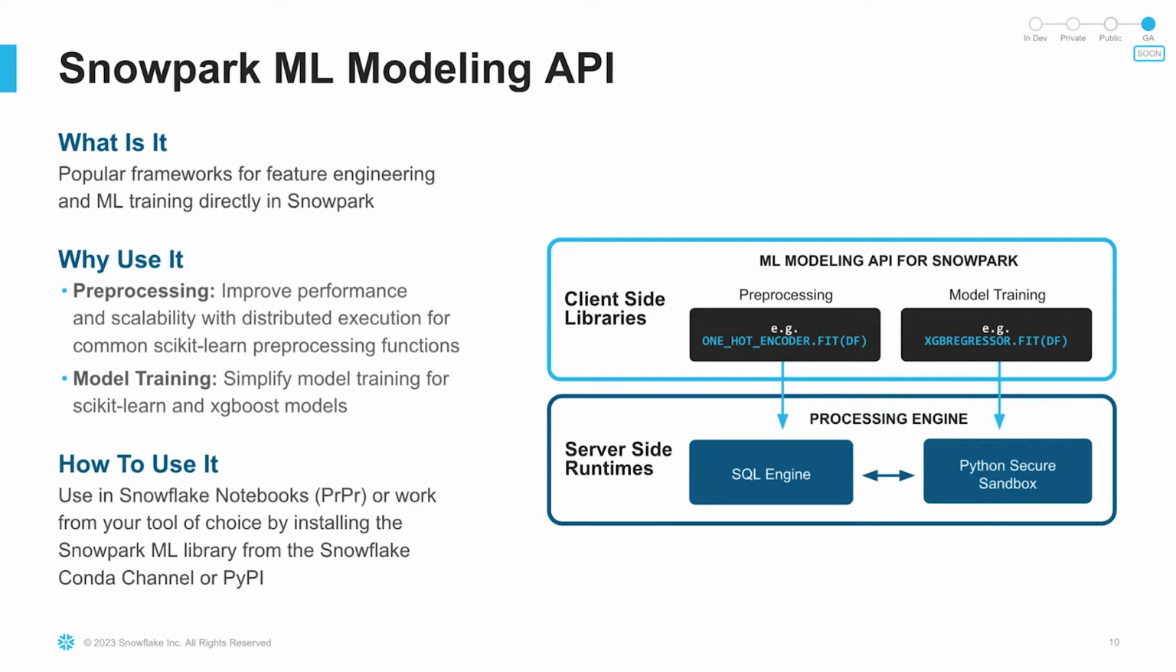Switching over to the modeling API, at Summit this year, we announced a new ML modeling API in preview. This API lets you run popular frameworks such as scikit-learn and XGBoost natively in Snowflake. So you get all the improved performance and scalability with distributed execution of many preprocessing functions that are available in scikit-learn. And you can also use all of the popular ML algorithms for training models using this API without having to manually write and package your code as stored procedures and UDFs. Everything executes natively in Snowflake, and the code looks and feels exactly like it would with scikit-learn and XGBoost.